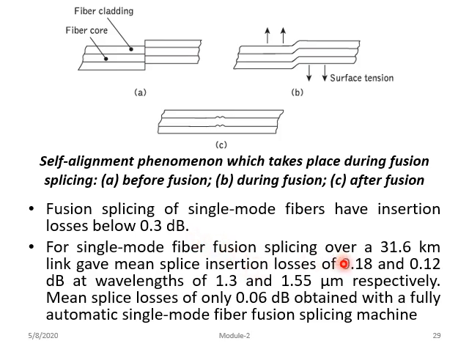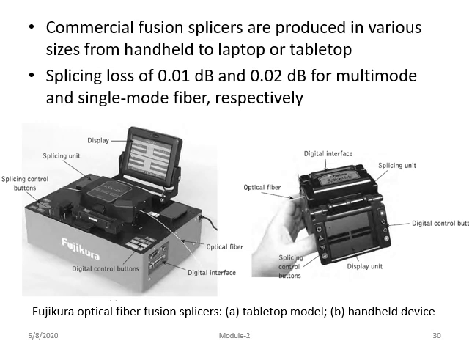For a single mode fiber, one example considered is fusion splicing over a 31 kilometer link, where the mean splice insertion losses are 0.18 and 0.12 dB at wavelengths of 1.3 and 1.55 micrometer respectively. A mean splice loss of 0.06 decibel was obtained with a fully automatic single mode fiber fusion splicing machine. This is the reality of the loss obtained, with the example over a distance of 30 kilometers. So we can list out how the loss can be identified with the fusion splicing machine. How is fusion splicing going to be done?